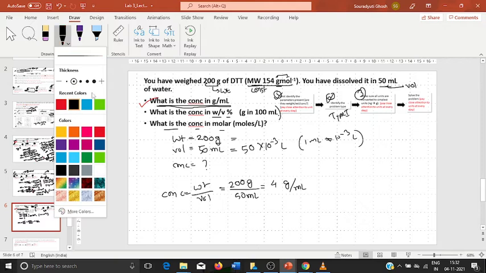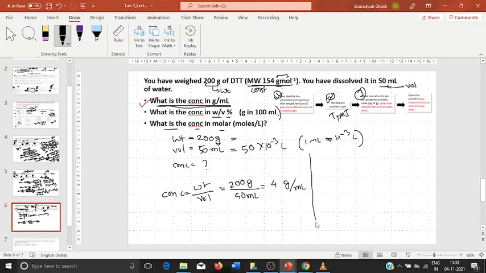Now comes the second one. What is the concentration in weight per volume percent? That is the number of grams in 100 ml solution. So this 4 gram per ml represents that 1 ml has 4 gram of solute. Now what you need to find out is how much solute is in 100 ml.